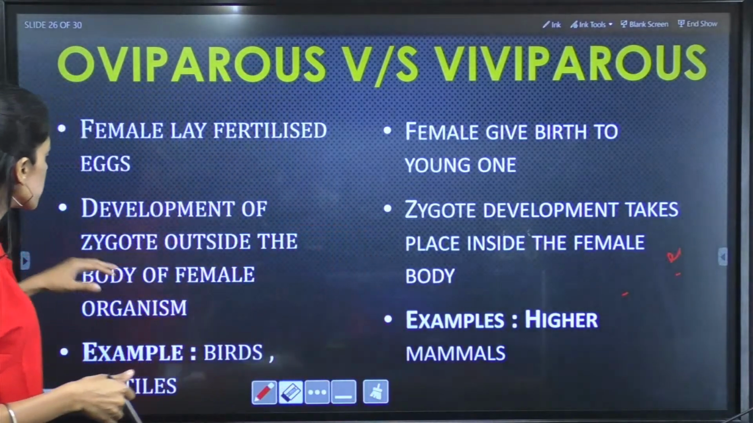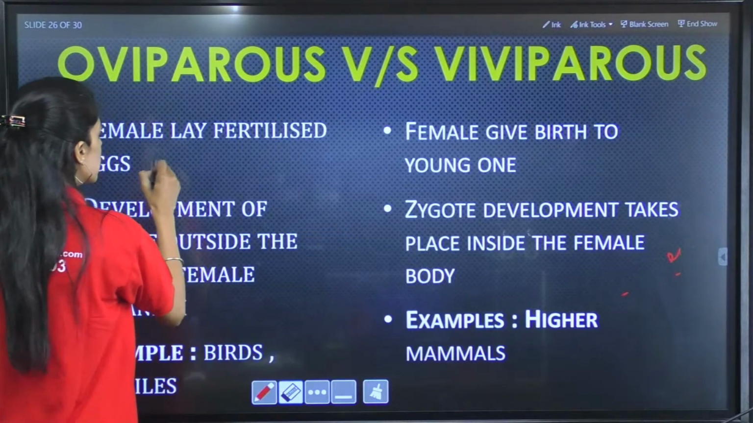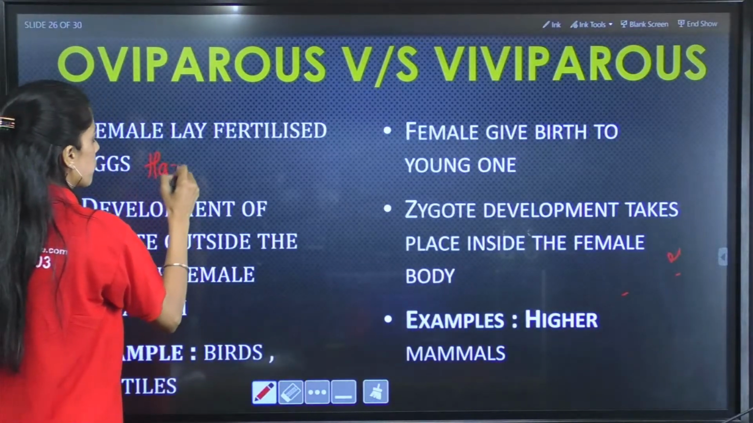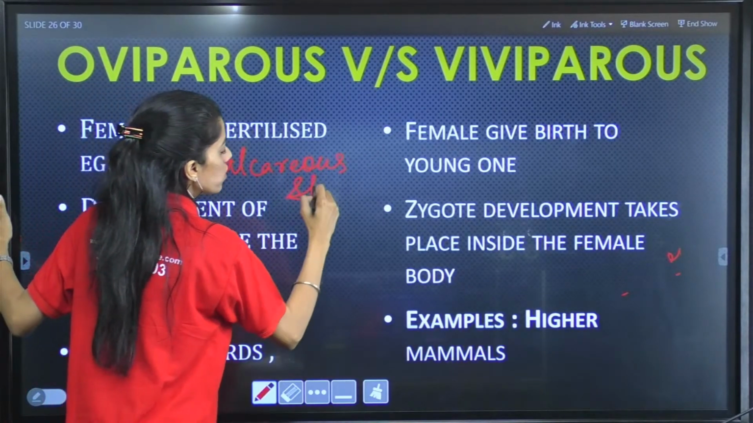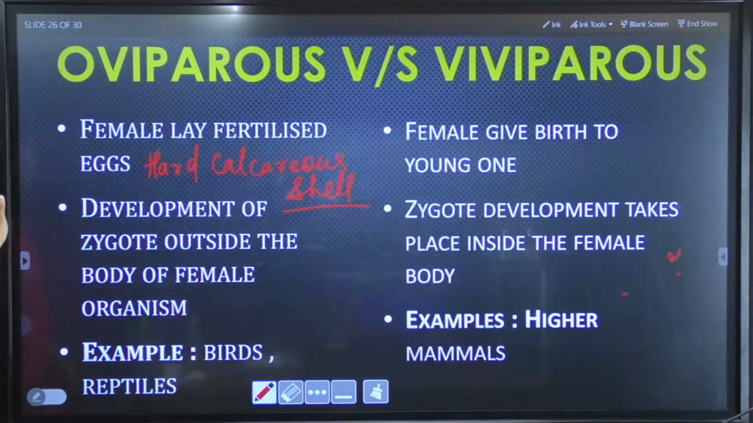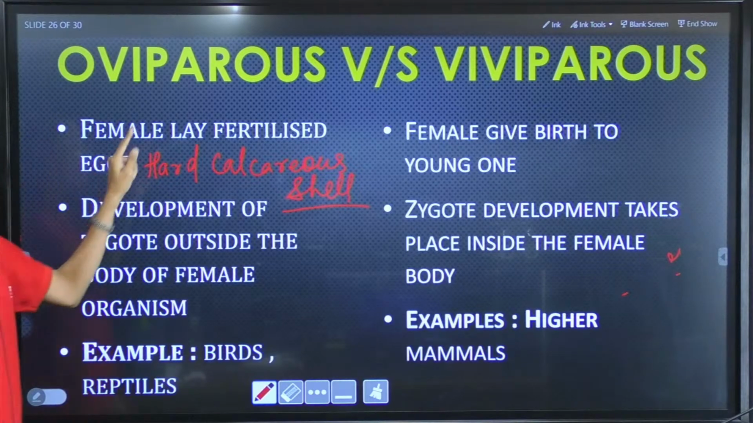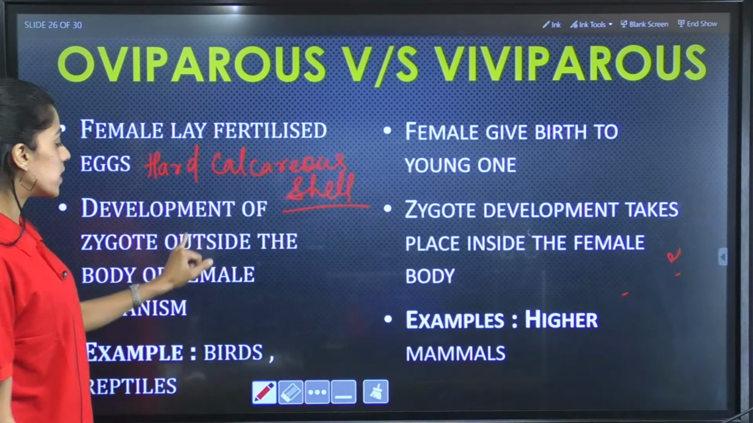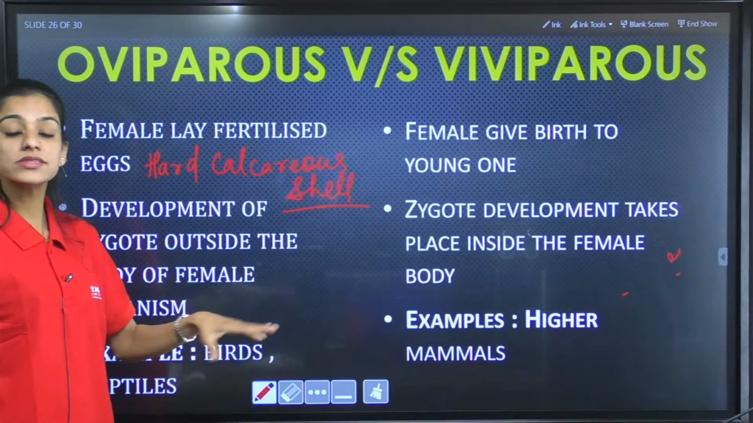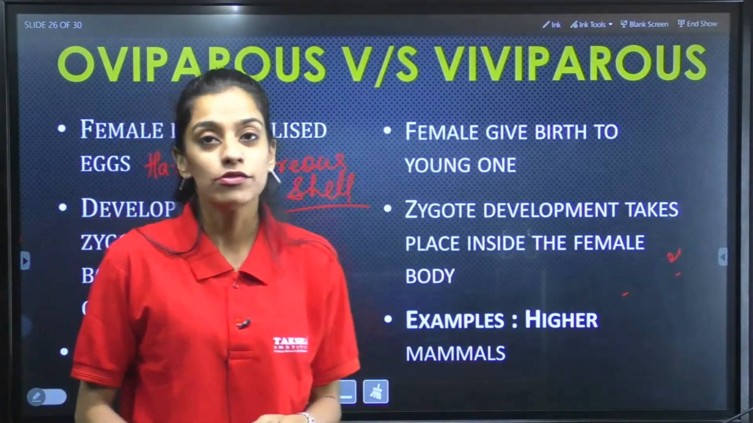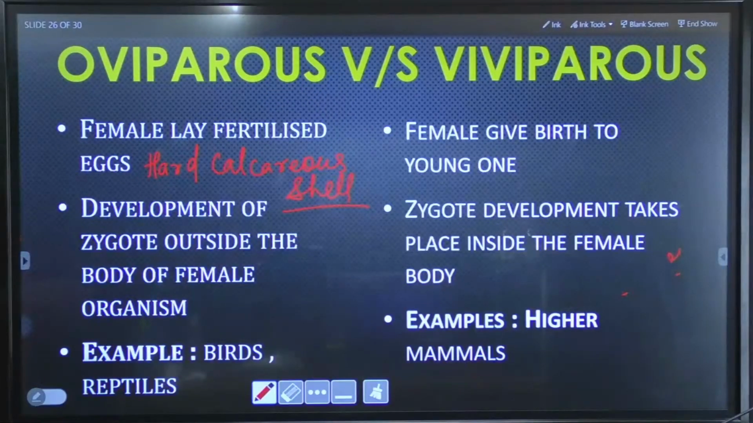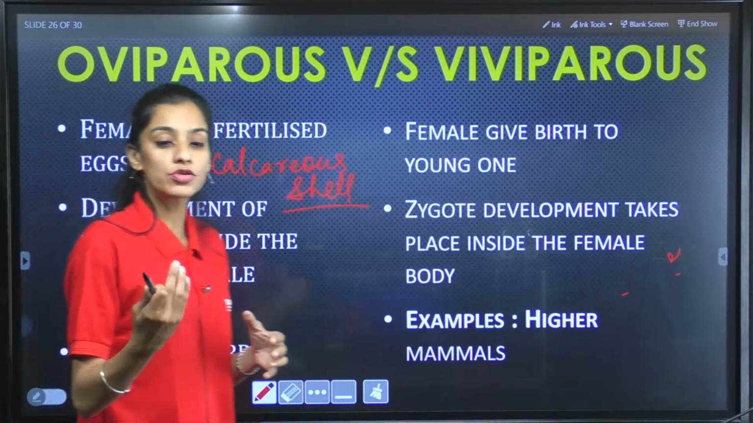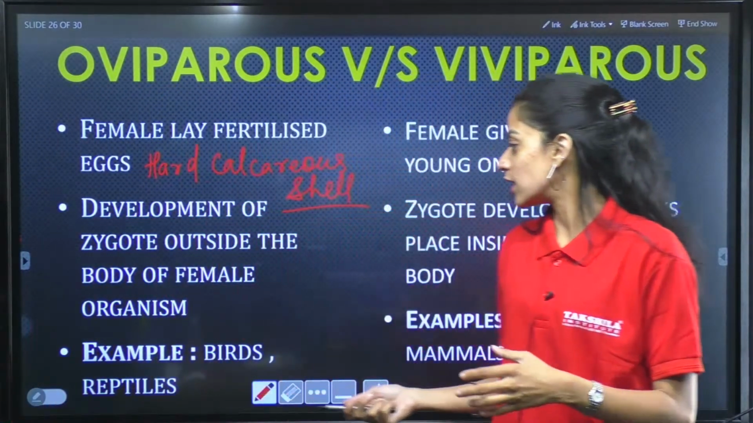Right, and it is covered by a hard calcareous shell for protection. So the female जो है that lays the fertilized egg, covered by a hard calcareous shell, and this development of the zygote is taking place outside the body of the female and not inside the body of the female. For example, we have the birds. See, you have the birds laying the eggs that are covered over by a shell. Right, so that is birds and reptiles.